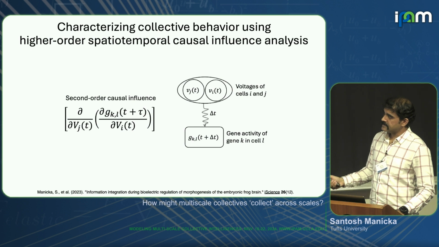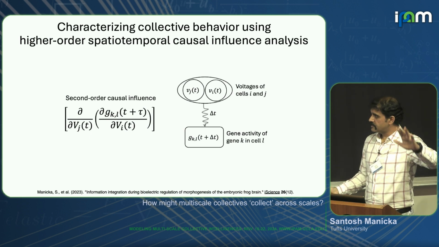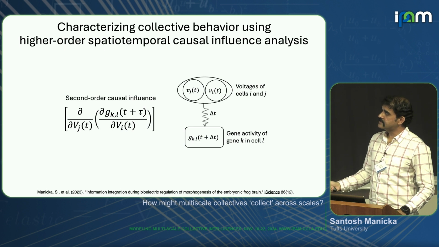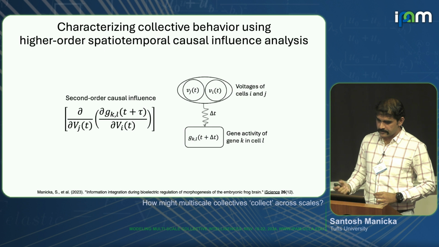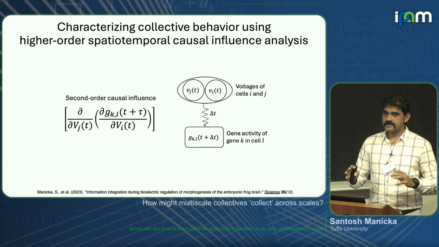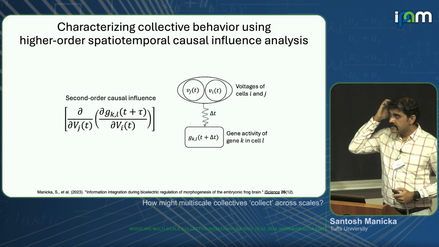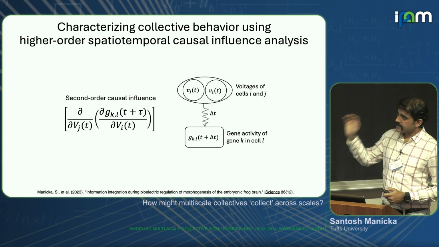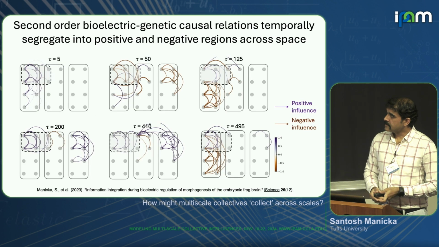And so that's what I will be talking about. So this is a second-order causal influence that keeps track of how genes in some cell in some part of the tissue change due to changes in the voltages of pairs of cells in possibly another part of the tissue and at a very different point in time in the past. And again, we can compute this and visualize this as networks and see how that network changes over time. And again, for simplicity, we visualize this network only for the strongest causal influences. And this is how it looks.